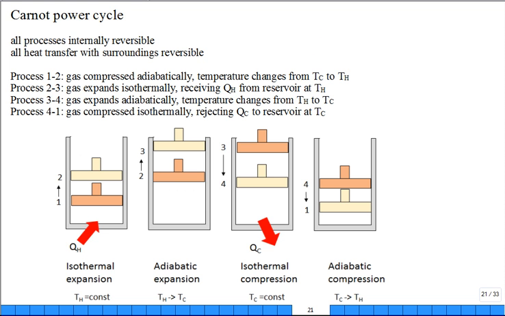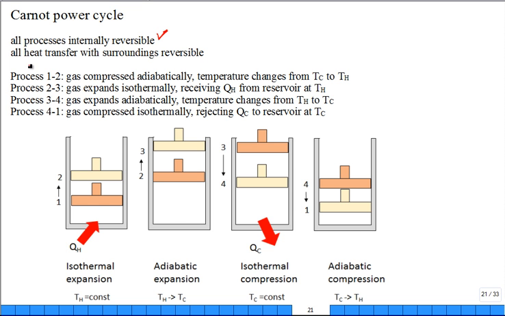Carnot thought of this power cycle. How could you make a power cycle operate and get the maximum efficiency? Theoretically, how could I put this together? No problem, he said. First of all, everything has to be internally reversible. None of that heat transfer through a finite temperature difference, none of that unrestrained expansion, none of that friction.